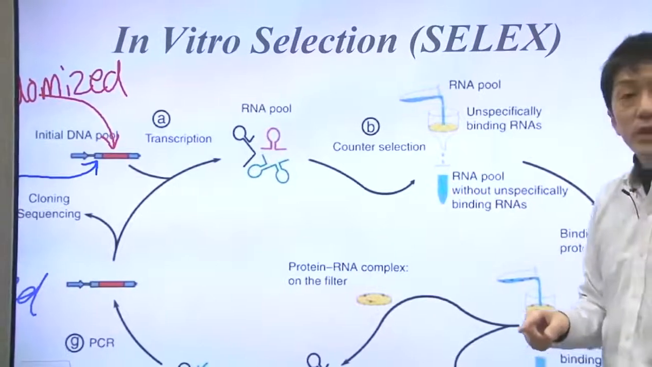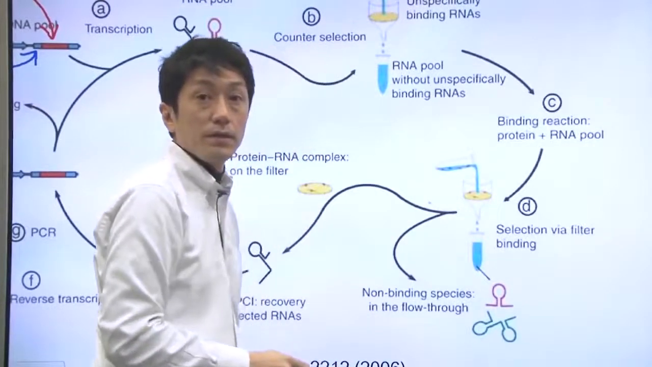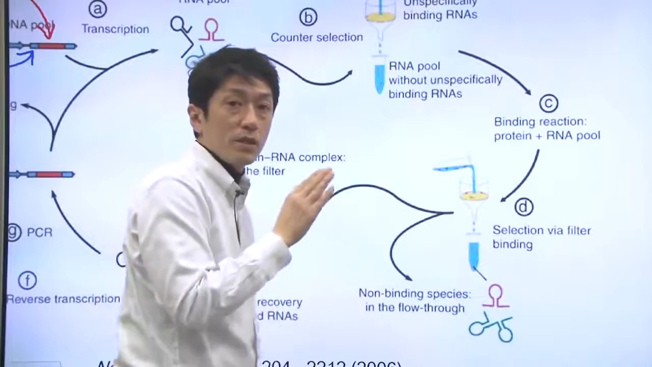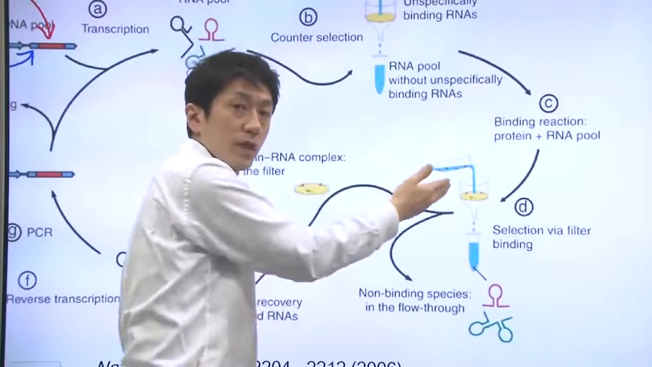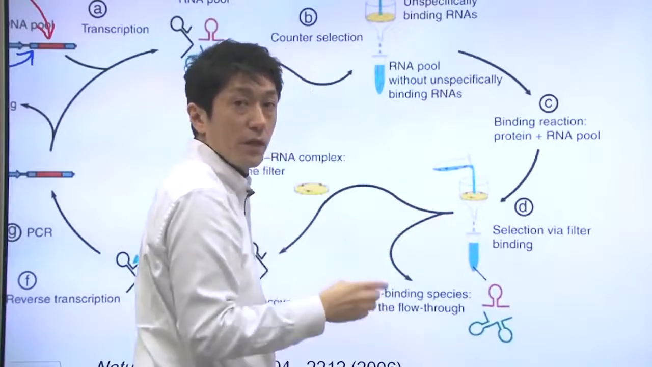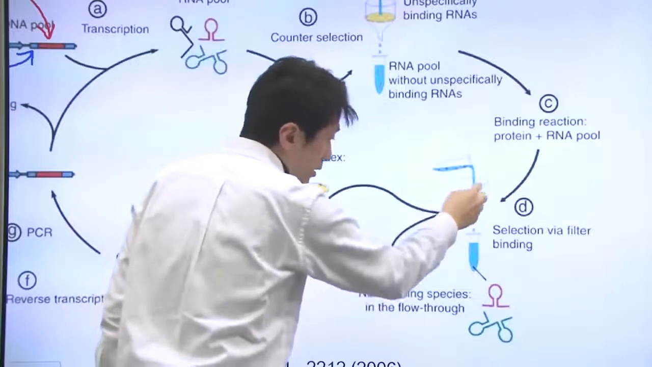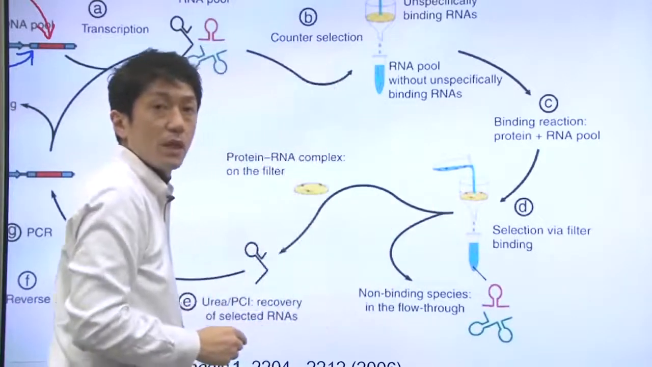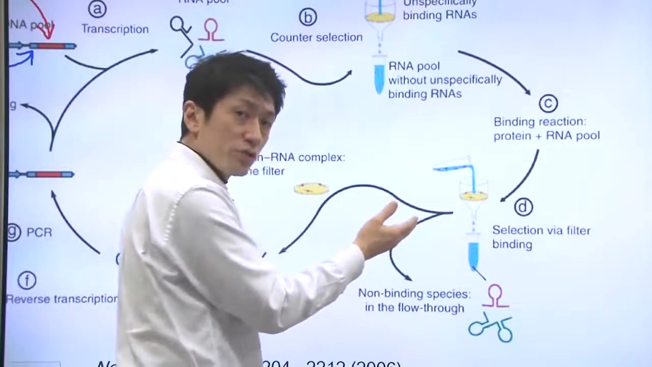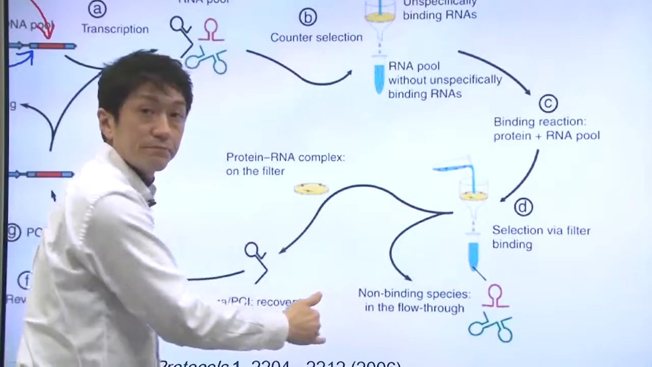Next, protein X is covalently attached to the beads. You put them on the filter here. Mix them with the RNA pool and wash well. Now, RNA molecules that bind to protein X are separated. They stay on the filter. Only a small portion of the RNA library is expected to bind to protein X. So most of them do not bind.